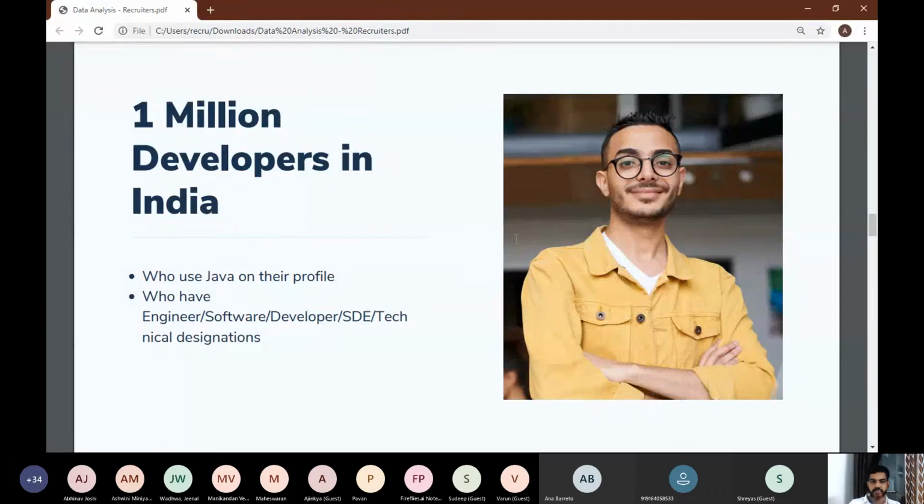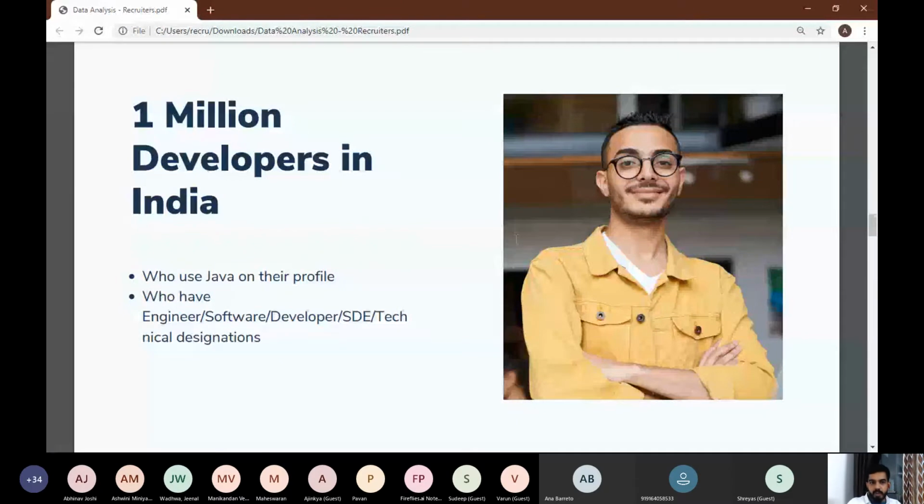engineer, software developer, SDE, technical. So these kinds of designations are present. So now you get a holistic view. Okay, there are 1 million developers like this in India. And then once you get this holistic view, you classify your data sets. So that is what we are going to look at.